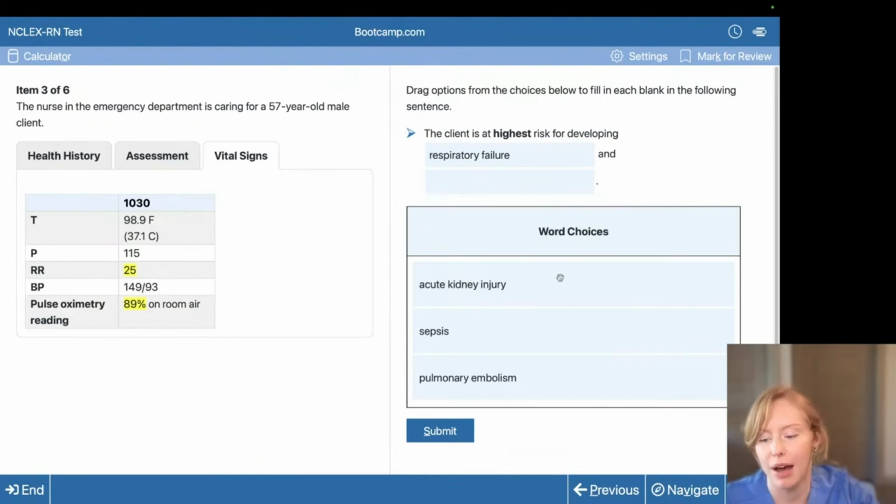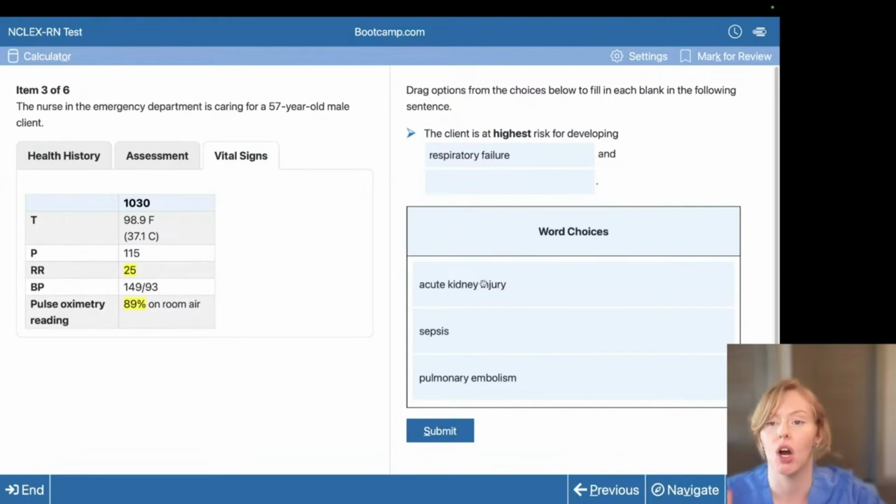Okay, so let's think about each of these. So is somebody at risk for acute kidney injury from heart failure? And you guys have guessed this. Right, because remember, if the heart can't pump blood forward well enough, not only is it backing up into the lungs, risking respiratory failure, but it's not getting to the organs. And that is going to put you at risk for any kind of organ damage.